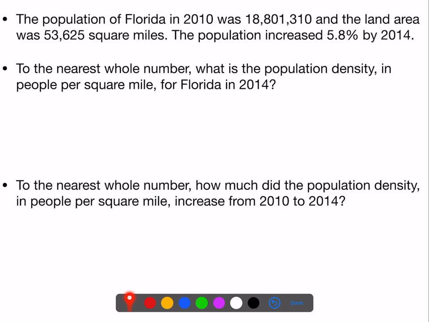All right, so the population of Florida in 2010 was 18,801,310. The land area was 53,625 square miles. The population increased by 5.8% by 2014. To the nearest whole number, what is the population density in people per square mile for Florida in 2014?